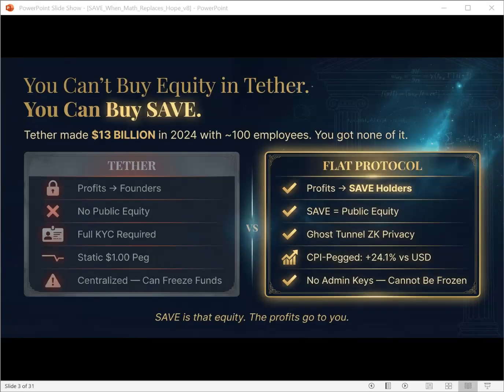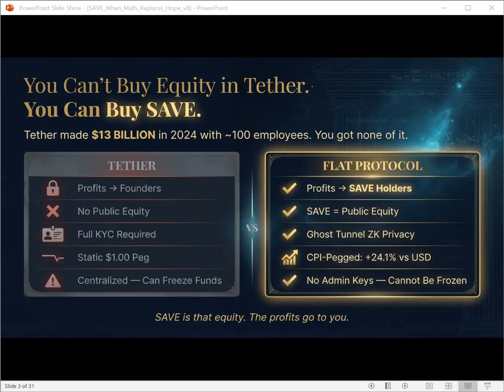You can't buy equity in Tether, but you can buy Save, which is basically equity in the Flat Protocol. And Tether made $13 billion of profit in 2024 with roughly 100 employees. That is $130 million per employee, more profitable per head than any other company in human history. And you, as a holder of Tether, you got none of it.